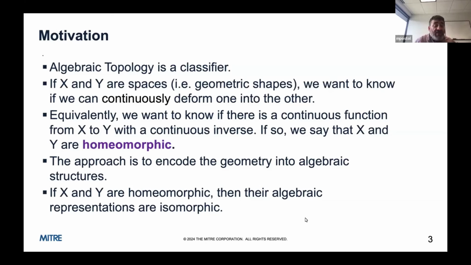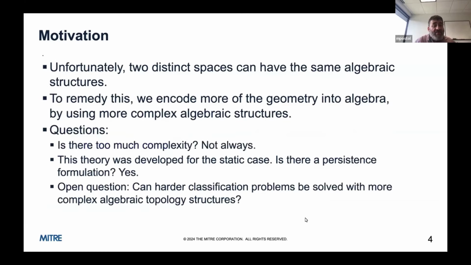So the idea is you're sort of encoding the geometry into algebra. And if they're homeomorphic, then the algebraic representations are isomorphic. They're the same, but it doesn't really work the other way around. So that's why you might need more complexity. Questions, especially when you're talking about Steenrod squares, are whether they're going to be too much complexity, and the answer is not always, and I'll hopefully make the case for that.